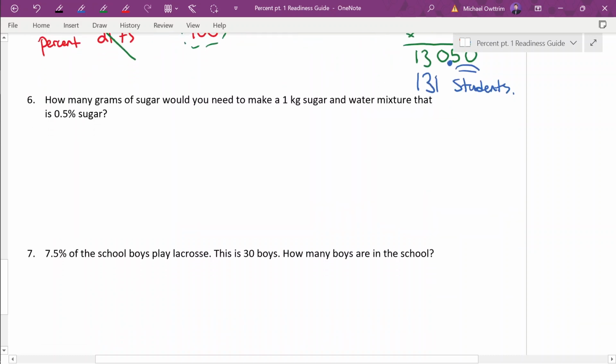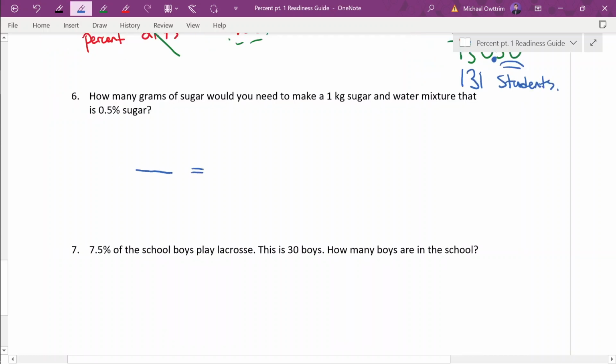2 more questions to go. How many grams of sugar would we need to make a 1 kilogram sugar and water mix that is 0.5% sugar? Okay, let's again use proportional reasoning. I'm going to set up 2 fractions. I'm going to compare sugar to the total, and I'm going to compare mass to the percent.